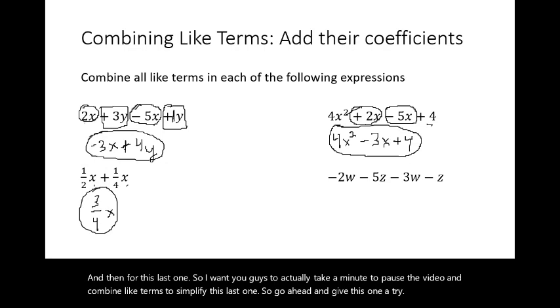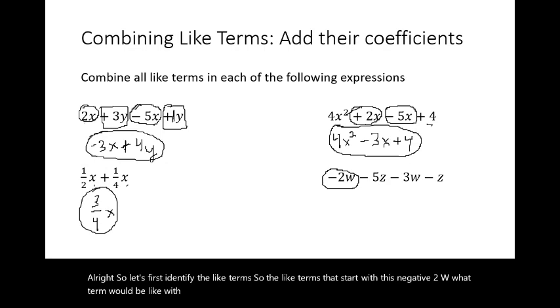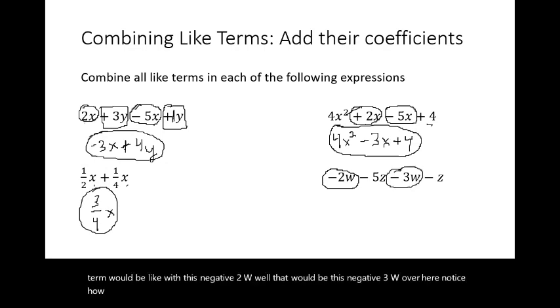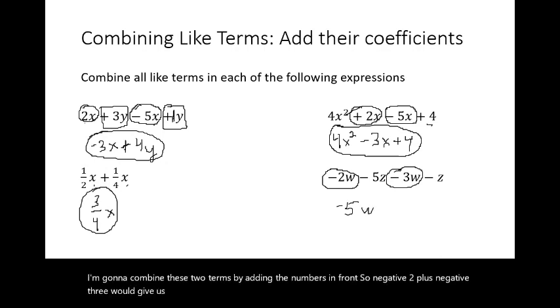All right, so let's first identify the like terms. So the like terms, let's start with this negative 2w. What term would be like this negative 2w? Well, that would be this negative 3w over here. Notice how I keep circling the signs to their left, because a number always takes the sign to its left. So I'm going to combine these two terms by adding the numbers in front. So negative 2 plus negative 3 would give us negative 5w.